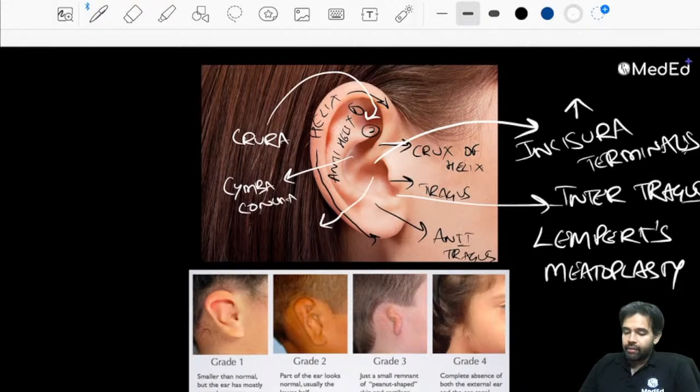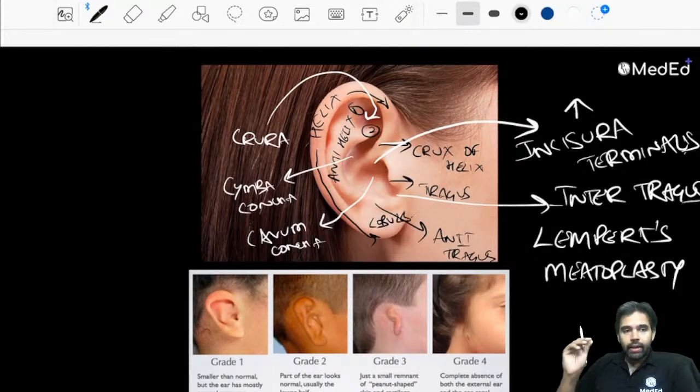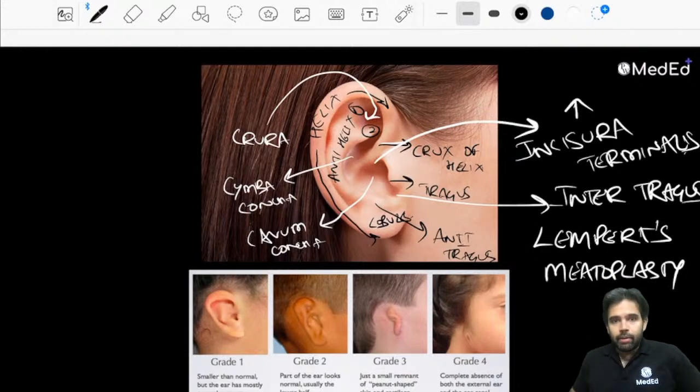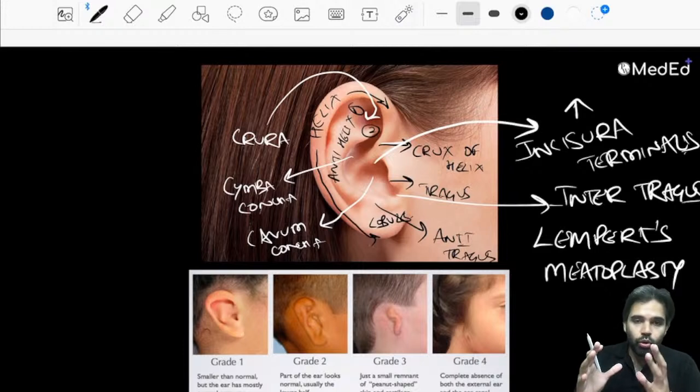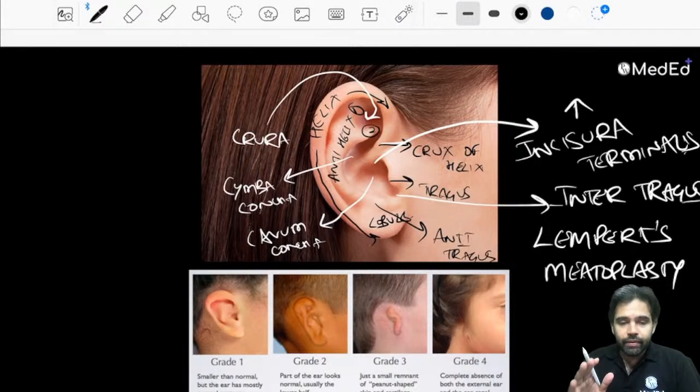This is the cavum concha. And this lower part is the lobule. Once you know these, we'll be able to tell what the deformities are. Now, sometimes this whole ear may not develop, and this is also asked.